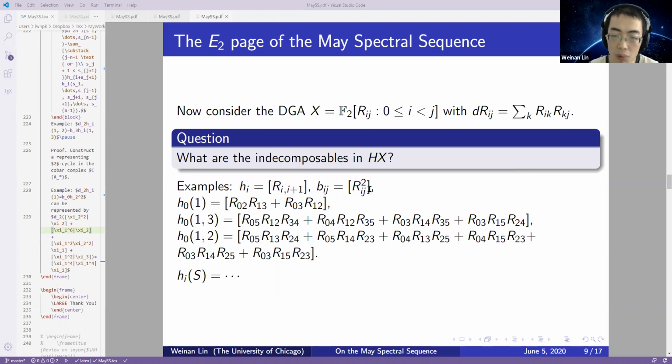And because we are working over prime 2 right now, I also have to mention that in May's thesis, he studied all primes. 2 is just one of them, but right now I'm focusing only on prime 2. So because we are working over prime 2, all squares are cycles, because x squared equals 2x, which is 0 over prime 2. So these are also cycles too. We denote them by B_{ij}.